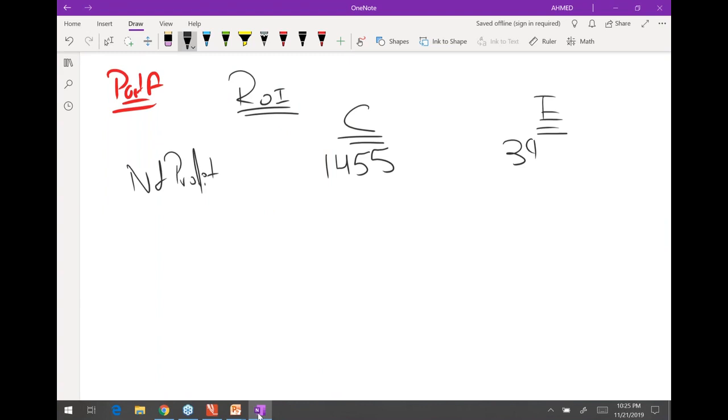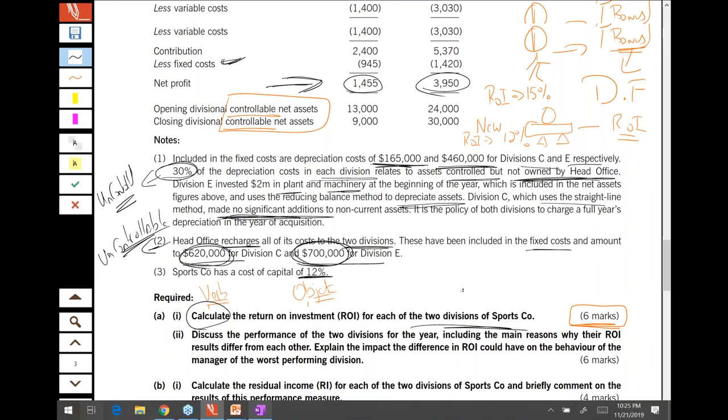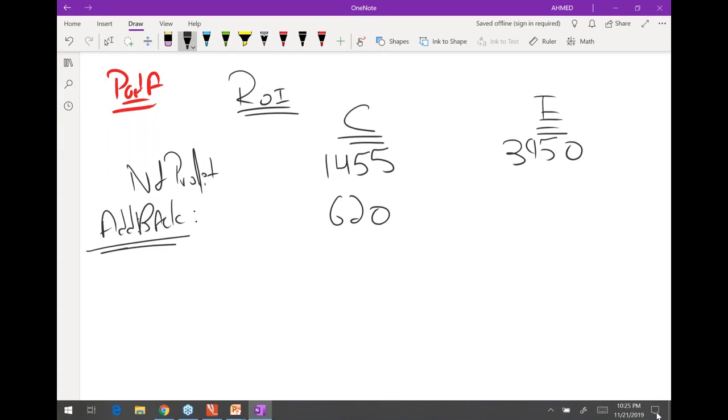So, are we supposed to add back things here? Yes. This head office cost is what I need to add back. So, how much is that? 620, 700 head office cost. This is not controllable. Anything else? Depreciation 30% is what I need to add back. So, how much is the depreciation? It's 165 and 640.